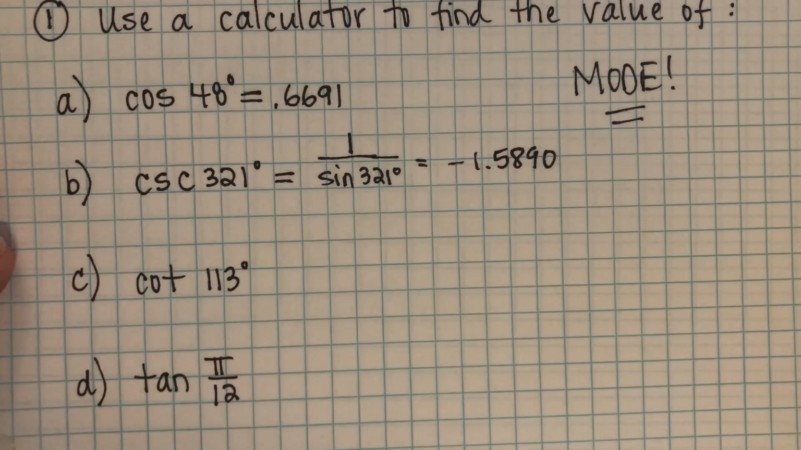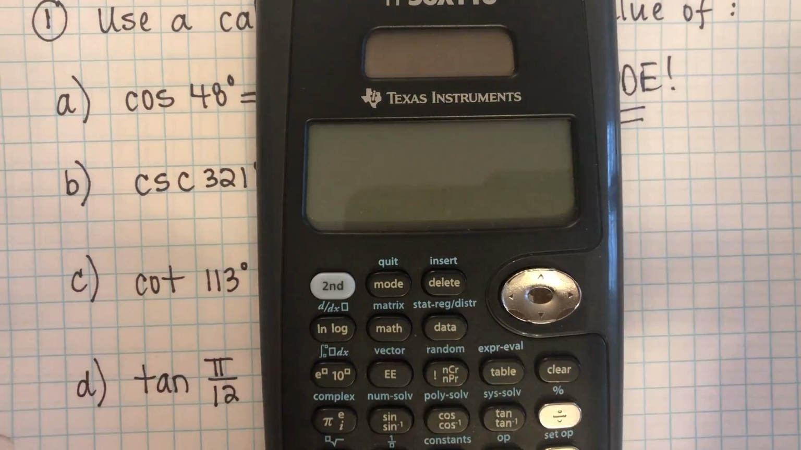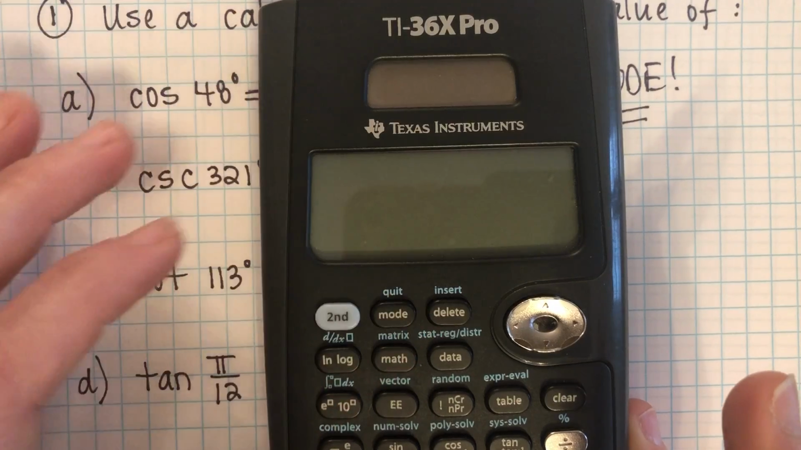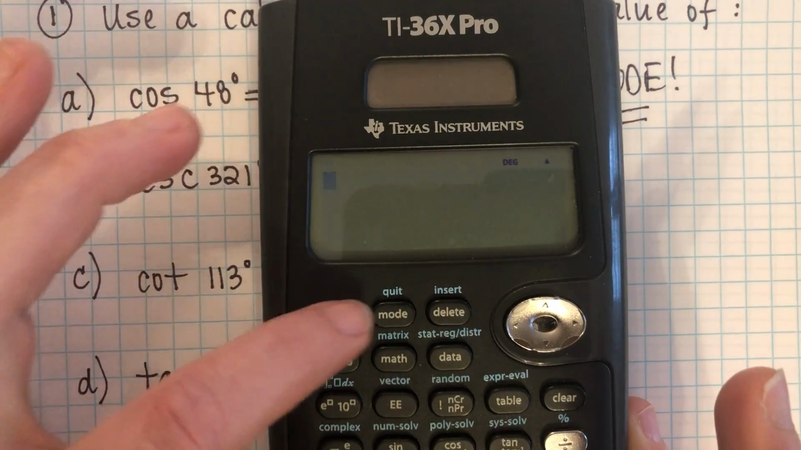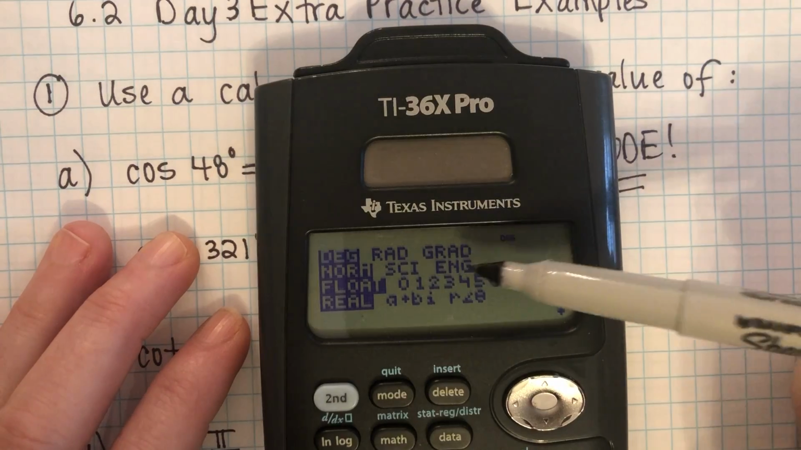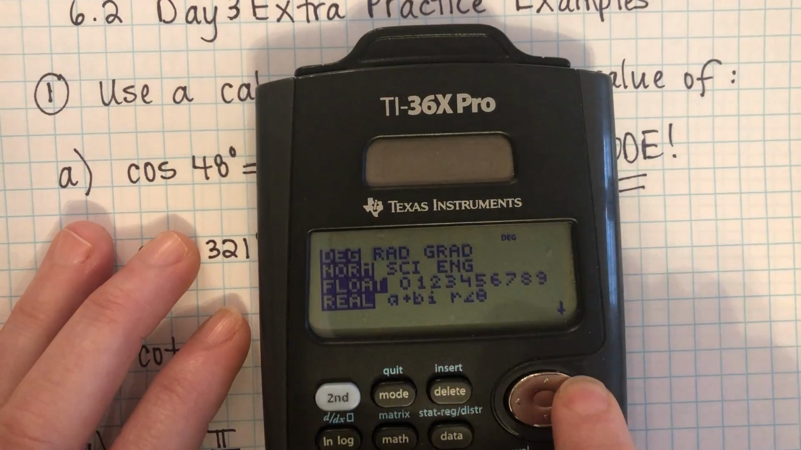1.5890, okay? Now, if you're not working on a graphing calculator, it's the same thing. I only have a TI-36 at home, so I have to go to mode, and again I have to play with degrees, radians, and gradient. We don't use gradient, so it's always between degrees and radians. I can just toggle back and forth.